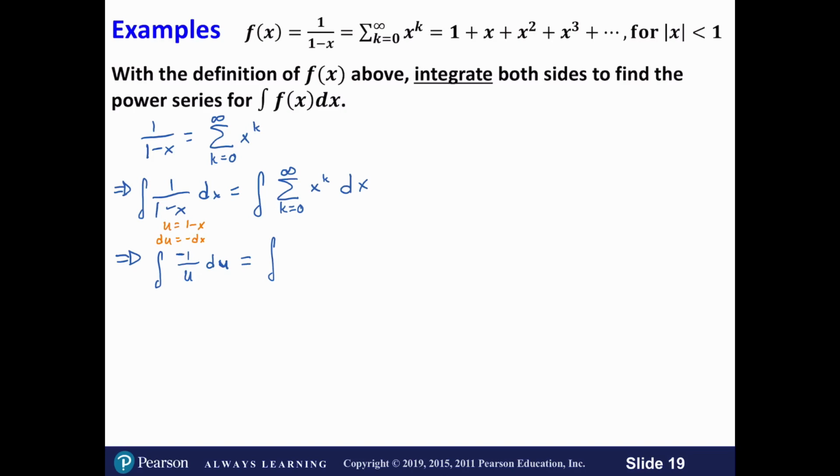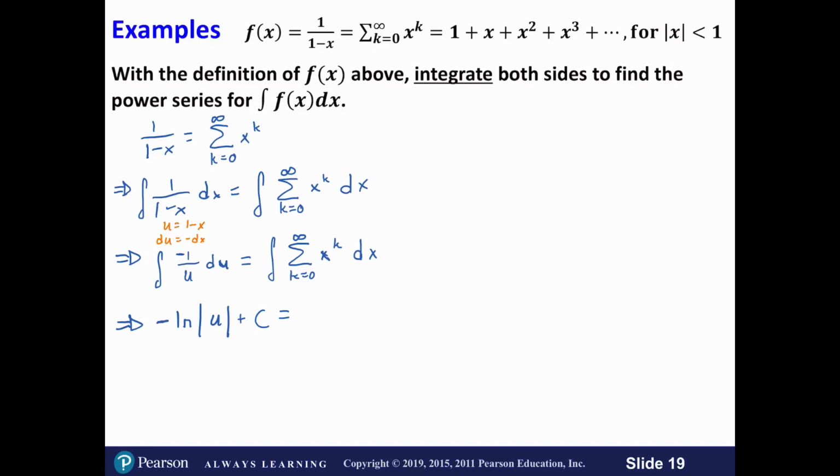I'm going to keep the right-hand side the same for a second. All right, so the integral of the left-hand side is just the negative natural log of the absolute value of u, and I'll go ahead and say plus c.